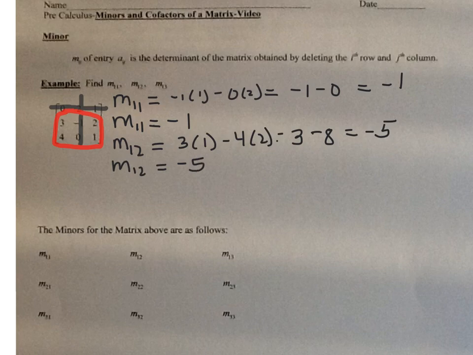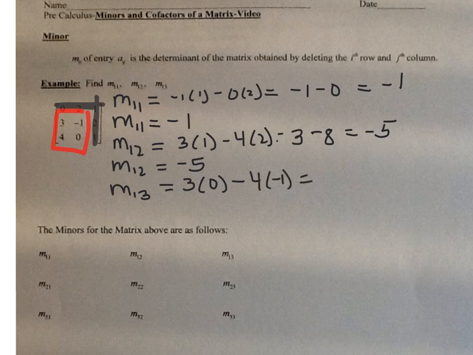All right, now we're going to do minor 1, 3. Okay, so minor 1, 3, we're going to go to row 1, column 3, cross them off, and we're just looking at this matrix here. So that's going to be 3 times 0 minus 4 times negative 1, which is 0 plus 4, which is equal to 4. So minor 1, 3 is equal to 4.